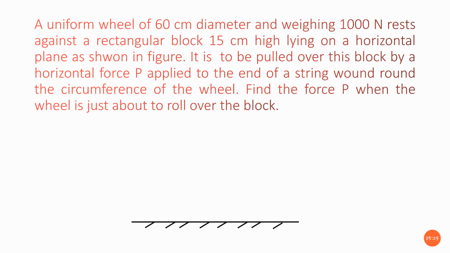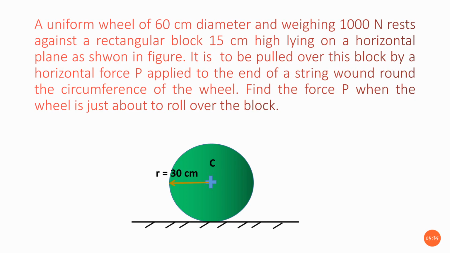So first I have taken a horizontal plane where the wheel is going to be resting on this plane. Then I identify the center of the wheel, and the weight is acting 1000 newtons vertically in the downward direction. The wheel diameter is 60 centimeters, so the radius is 30 centimeters.